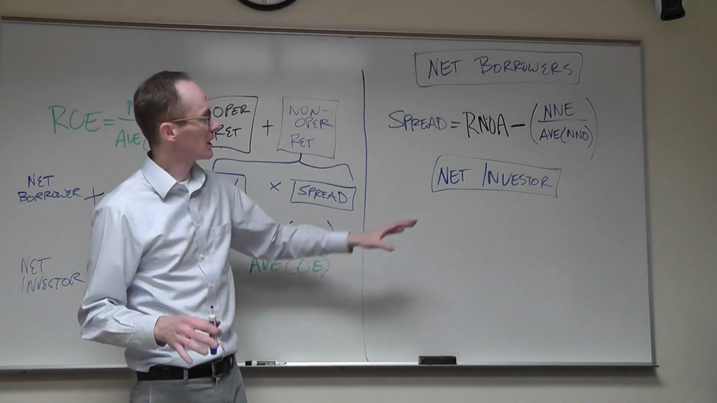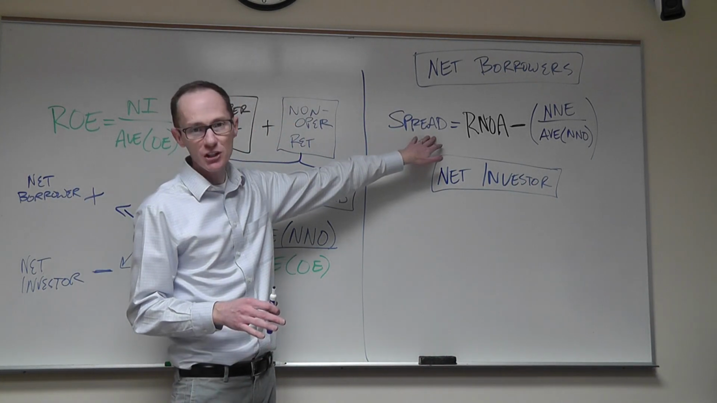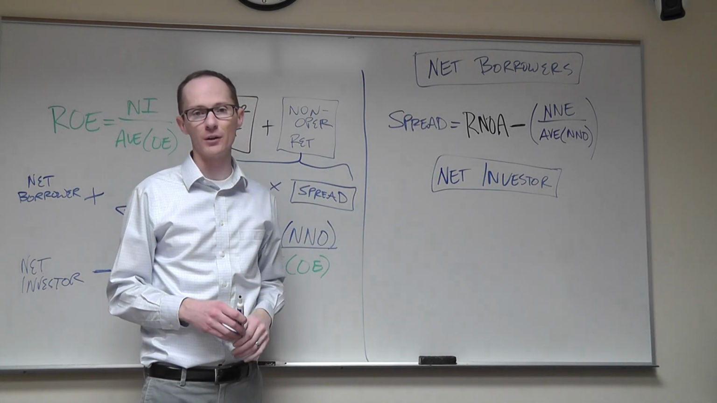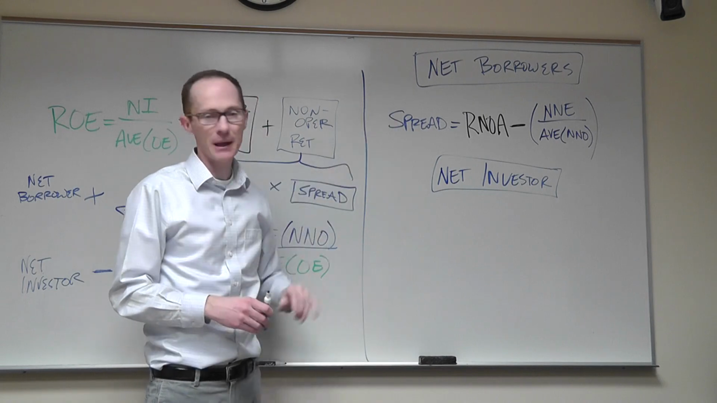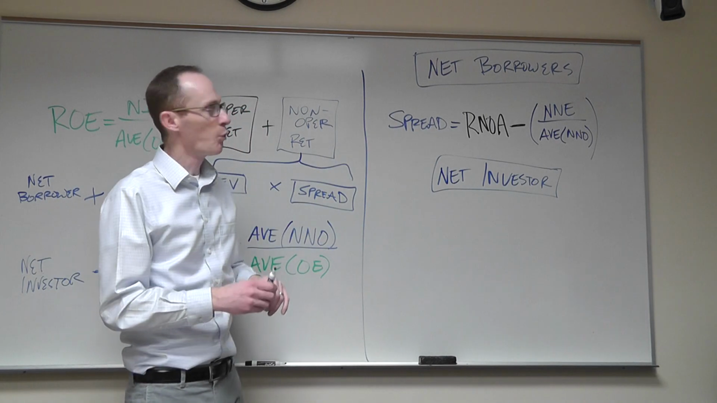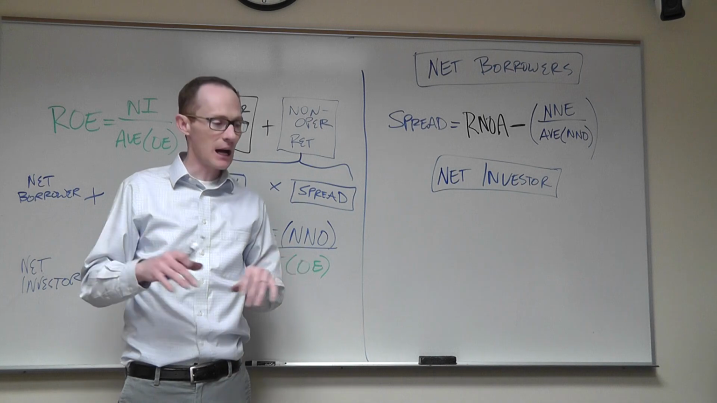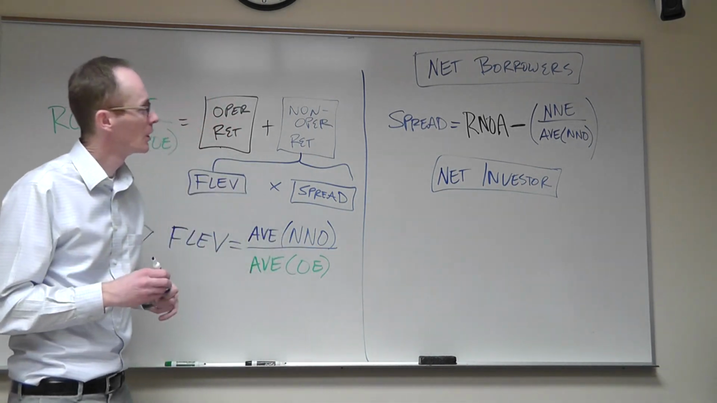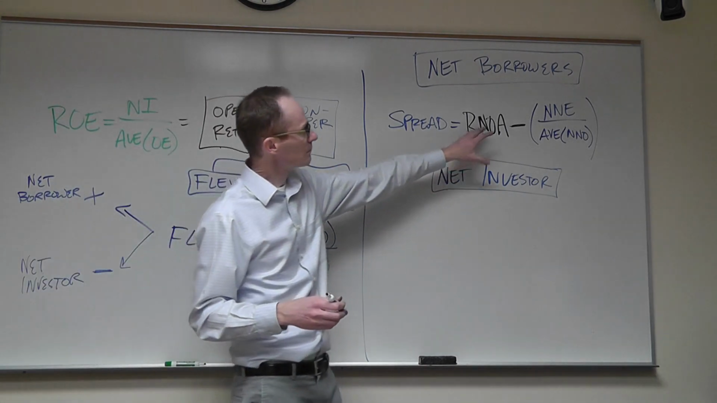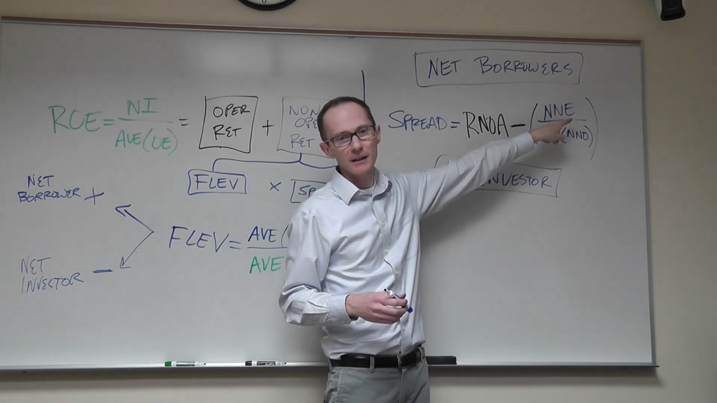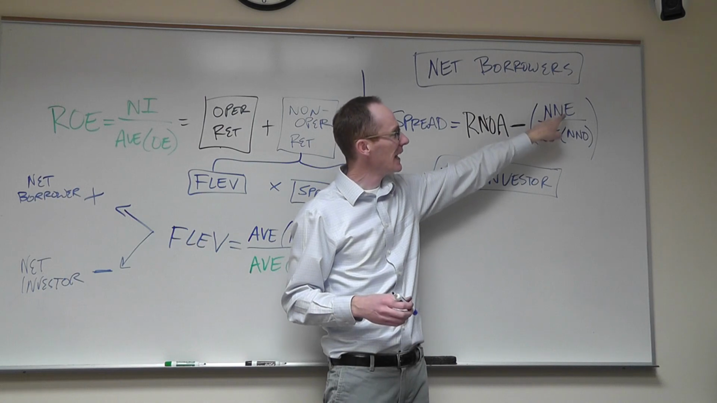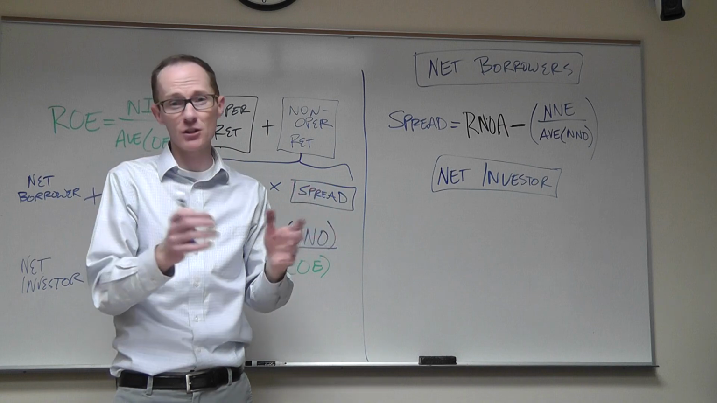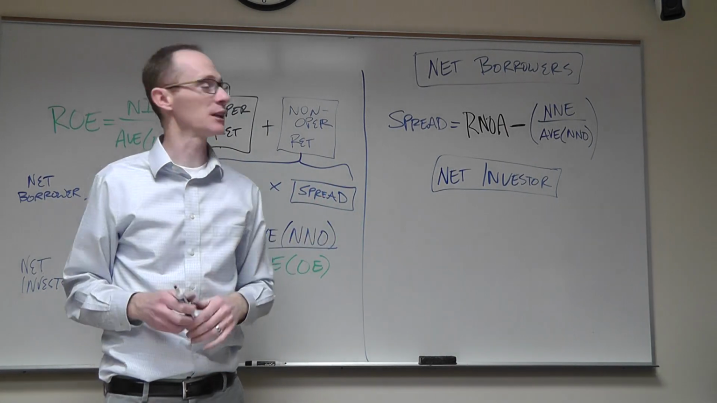Now, what's interesting is if they're a net investor, the calculation for spread is identical. I don't need to change anything here on the board. This is the same calculation. But what spread means is entirely different if they're a net investor. Here's how we think about it. If they're a net investor, NNE would be a negative number because they'll have more investment income on average than they will interest expense.